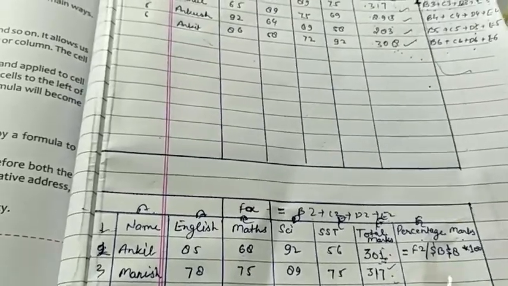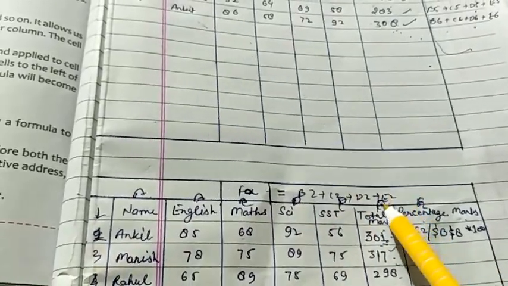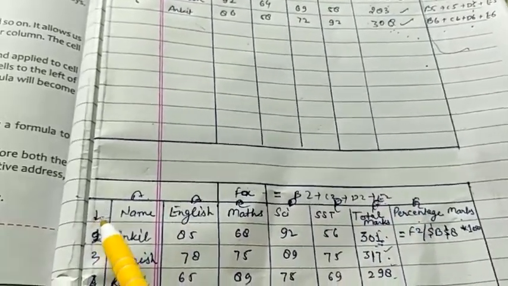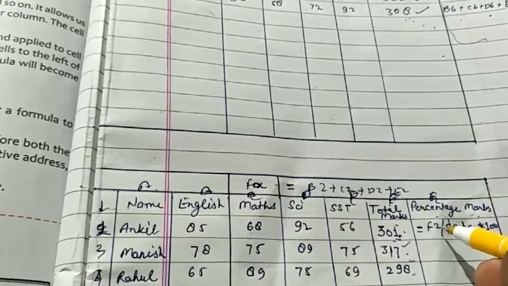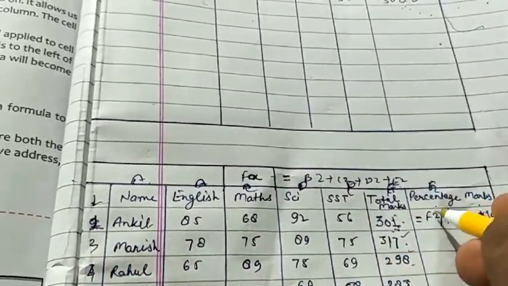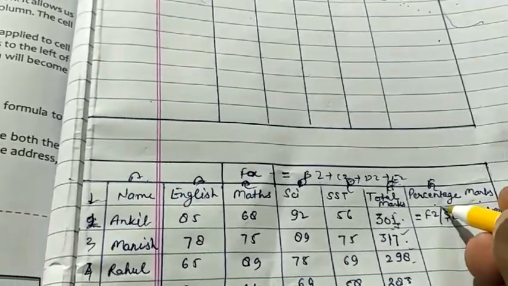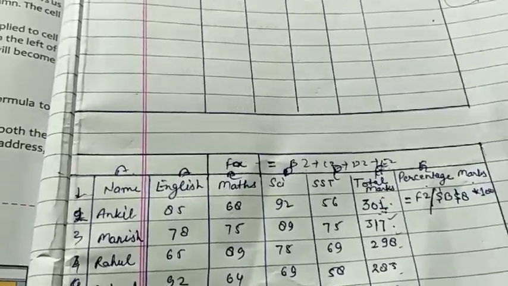Okay, so this one is the first row. F column and first row. So you will write here, sorry, F column and second row. So you will write here F2. Okay, now the symbol of division and the address of these marks.